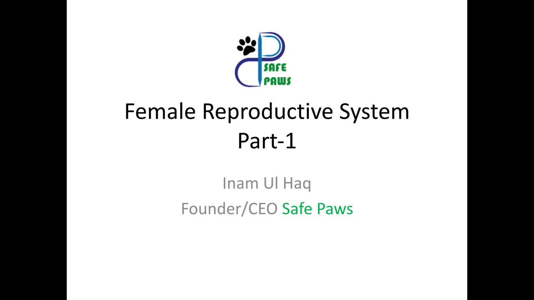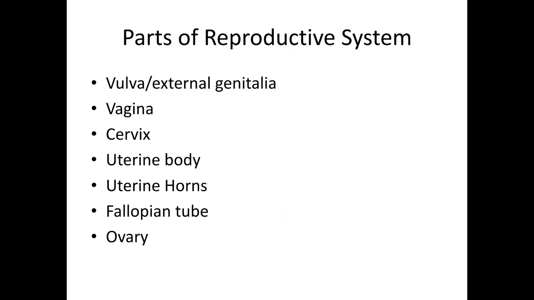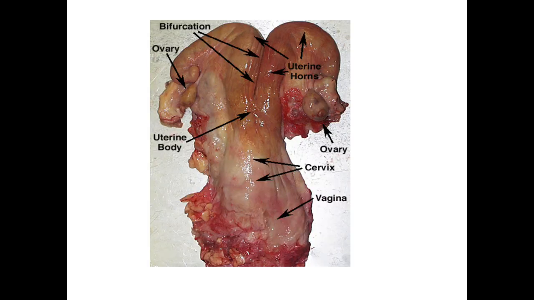In this video, we are going to discuss an introduction to the female reproductive system. If we talk about the parts of the reproductive system from the exterior to the anterior, it consists of the vulva or the external genitalia, the vagina, the cervix, the uterine body, uterine horns, fallopian tubes and ovary. In this picture, you can see the different parts of the reproductive system.